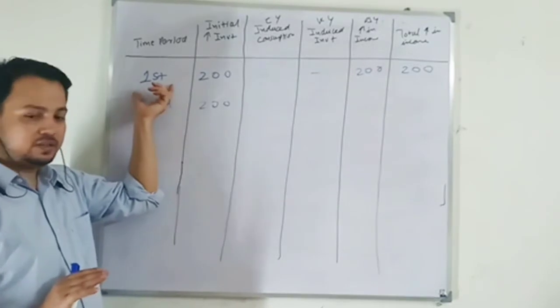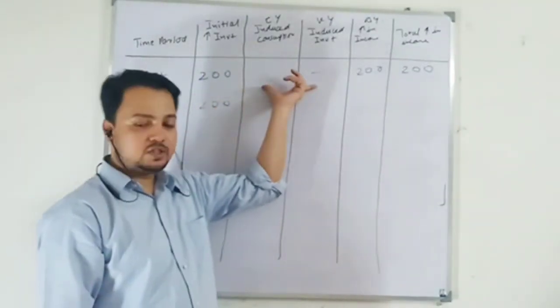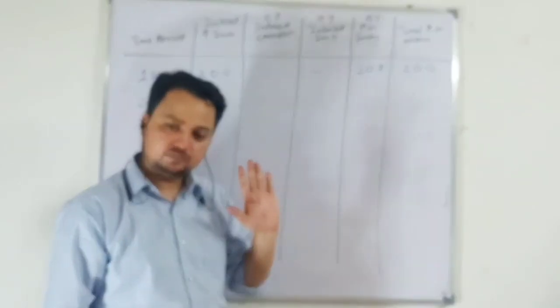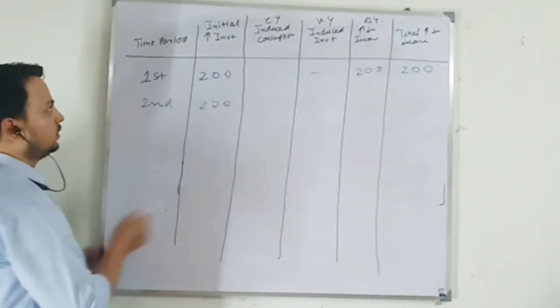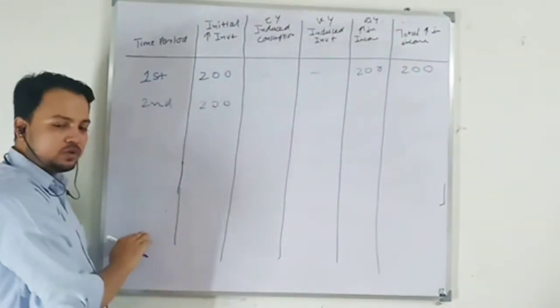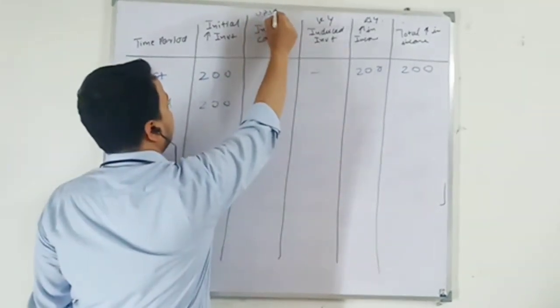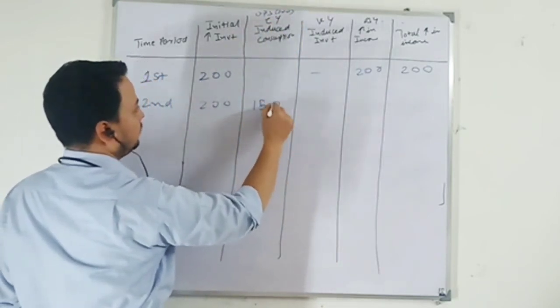So in the first period, when the initial investment is taken, there will be no induced part. Only your income will increase. Once your income increases, what will happen? Your consumption will increase, the same process that I explained. So consumption will increase by 0.75 into 200, so it will increase by 150.